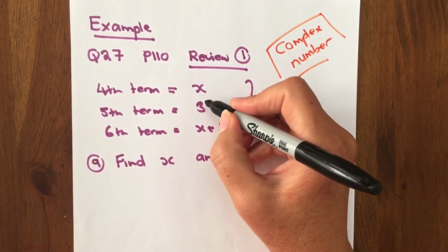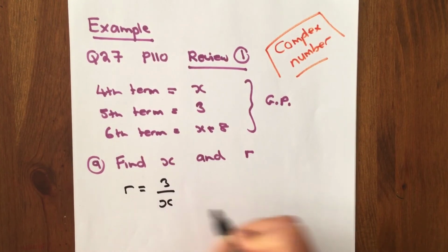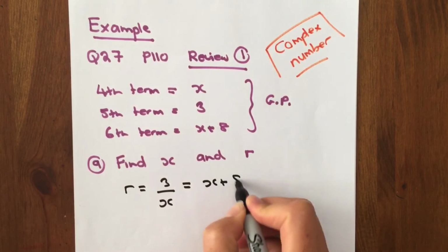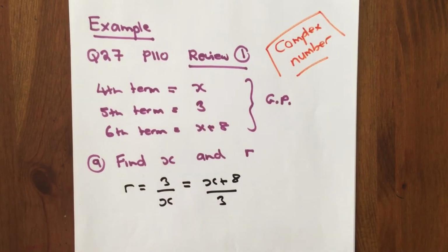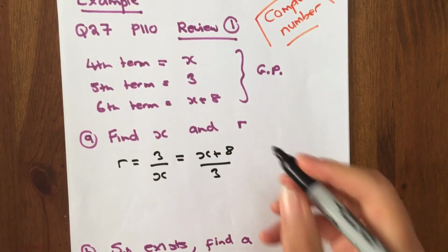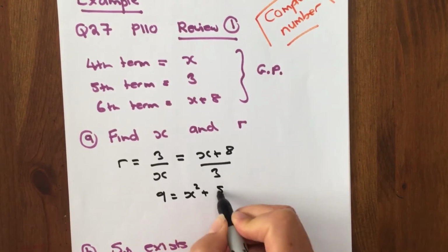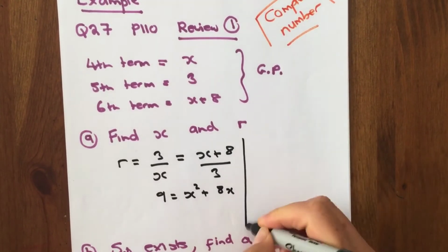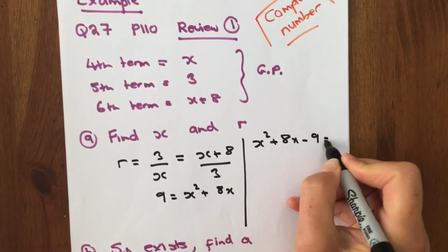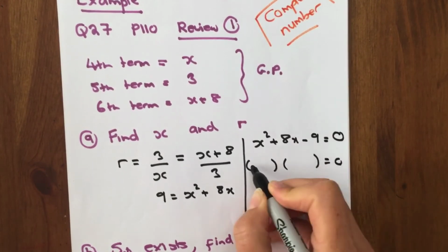Right, we know that r would be the 5th term divided by the 4th term, which will be the same as the 6th term divided by the 5th term. Okay, and if I just rearrange that, I will get 9 equals x squared plus 8x. So I've got my quadratic, which will hopefully factorize. You should just be able to spot this one.